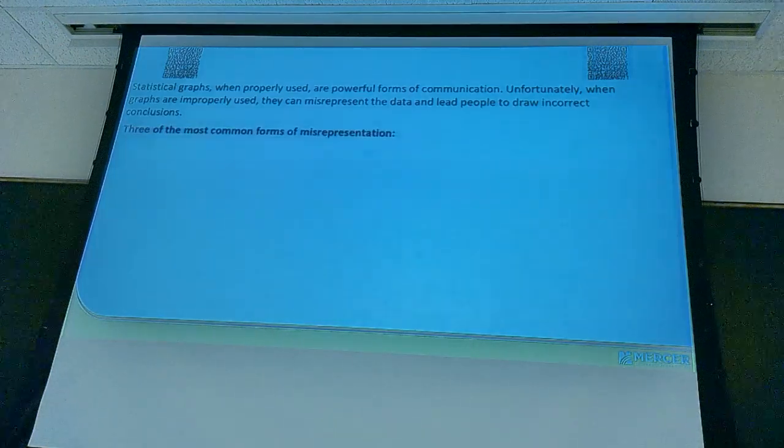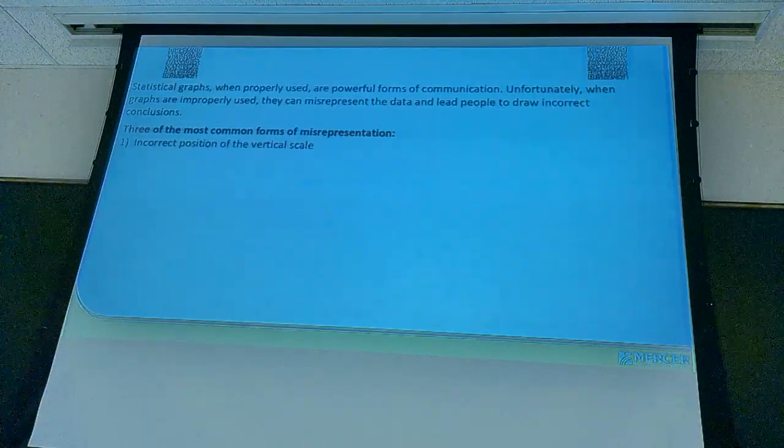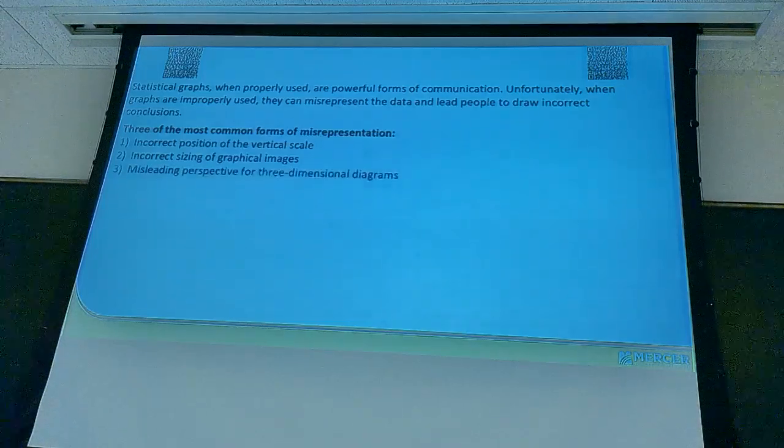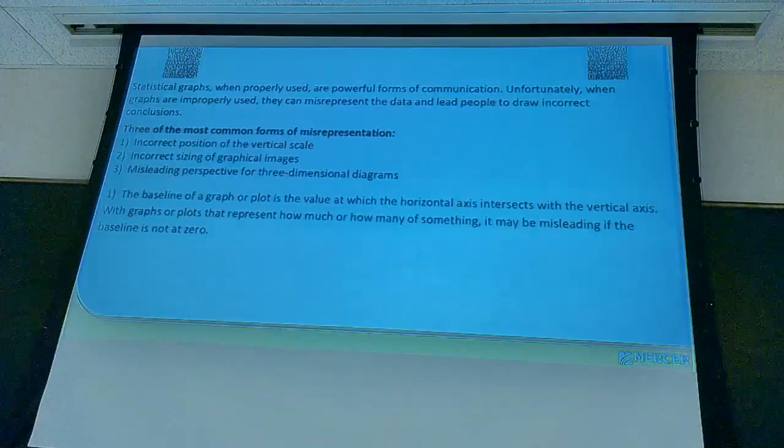So there are 3 very common forms of misrepresentation that are used. First one is an incorrect position of the vertical scale, an incorrect origin. Second is an incorrect sizing. And third is a misleading position for 3-dimensional diagrams. We're looking at each one.